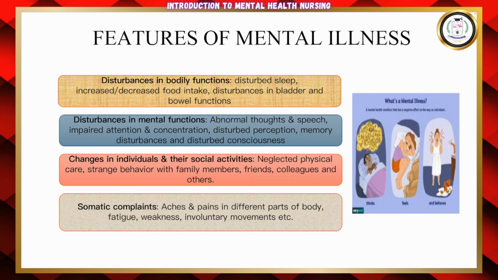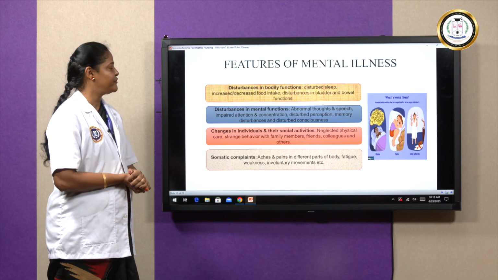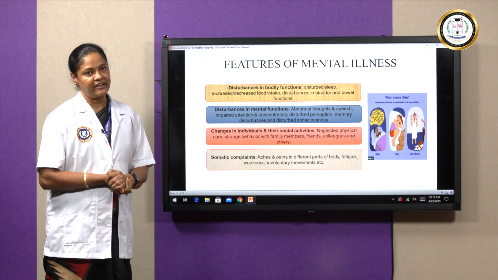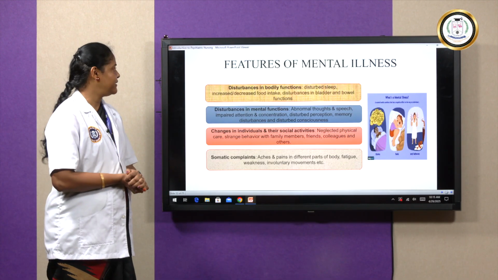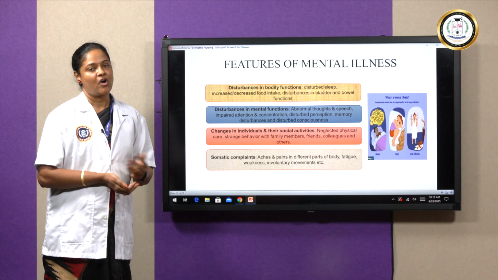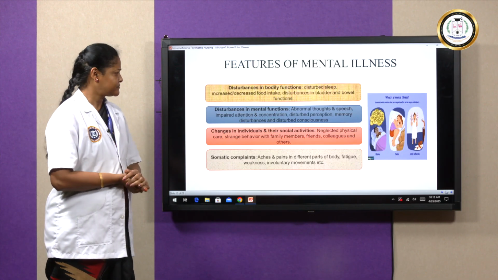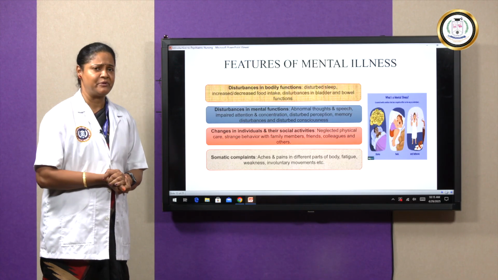Next topic is features of mental illness. The first feature is disturbances in bodily functions. There will be disturbed sleep, increased and decreased food intake, and disturbances in bladder and bowel functions. The second feature is disturbances in mental functions. There will be altered attention, lack of concentration, impaired judgment, disturbed perceptions and disturbed memory.